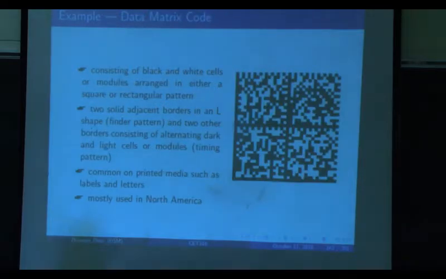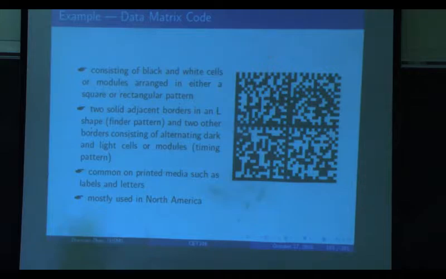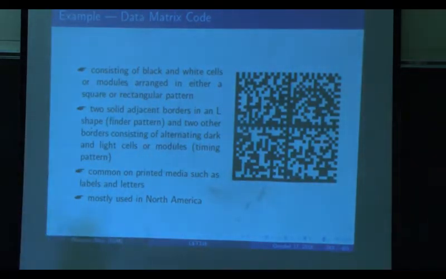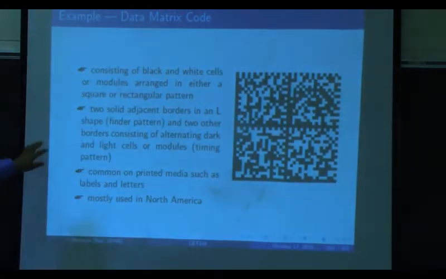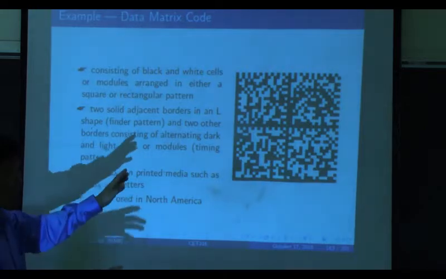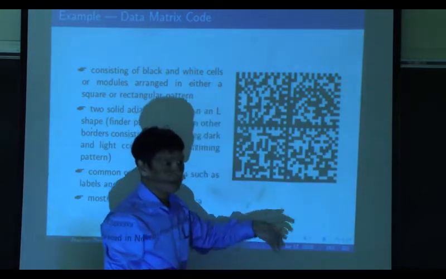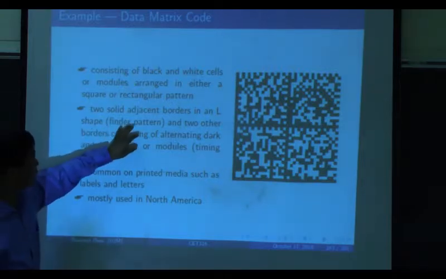This one is Data Matrix code. This Data Matrix consists of black and white cells or modules arranged in either a square or rectangle pattern. Some are rectangles, some are squares like this, with white and black cells. Two solid adjacent borders form this L. This is called a finder pattern. If you have, for example, an image reading code, wanting to read this one, you need to know the orientation. You may want to read it like this or like this. This L helps you locate the correct orientation. So this is called a finder pattern.